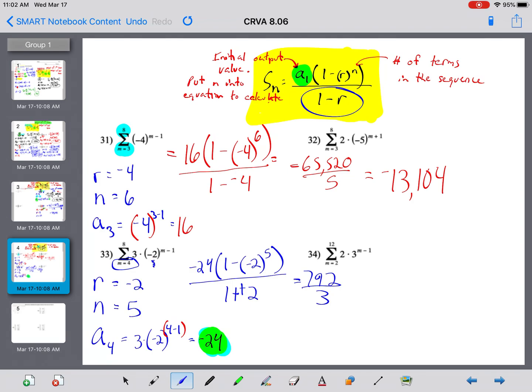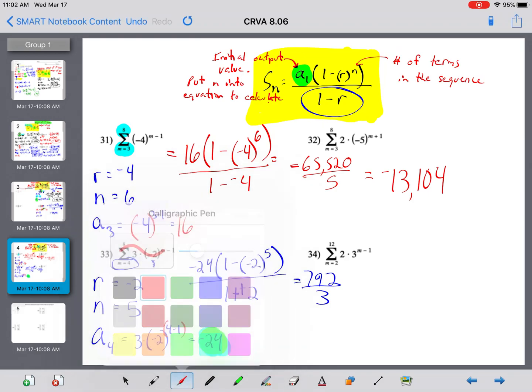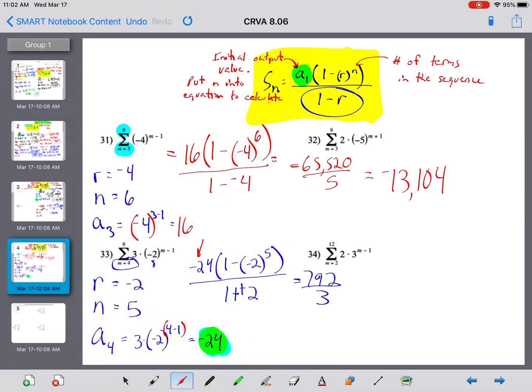So I get, for number 33, oh, you know what? I think I forgot. So my answer is wrong right now because notice this 24 is negative, folks. And in my calculator, I forgot to punch in a negative. I did a positive 24. So that would make it a negative 792, which would make my output negative 264. There we are.